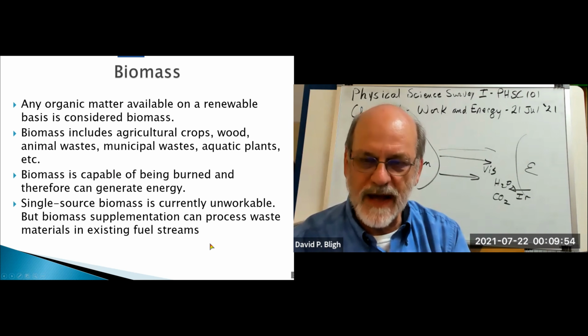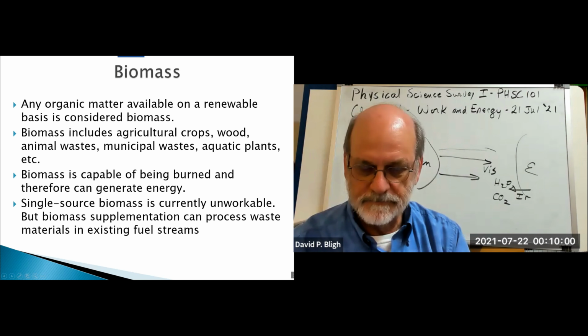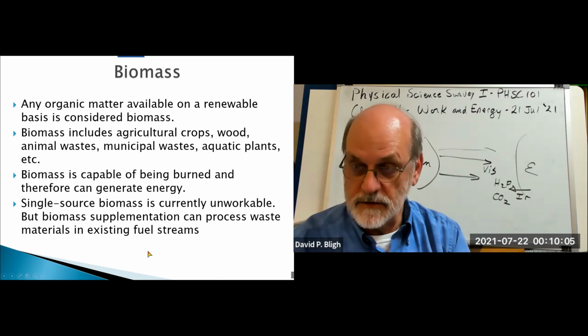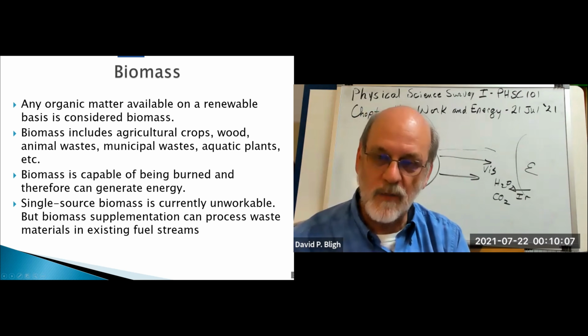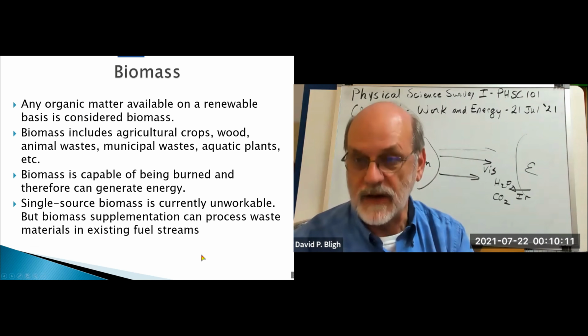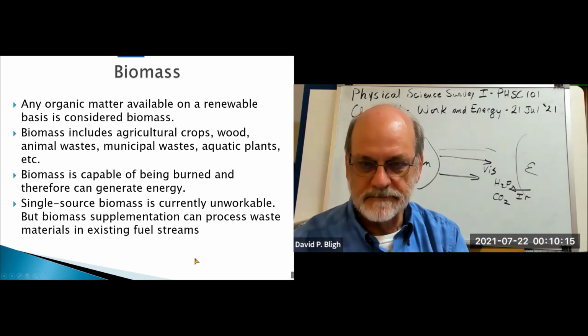Single source biomass is currently unworkable. It only exists with government subsidy. But supplementing energy streams with some biomass can be made economical, but it's only on a localized and limited basis at this point.